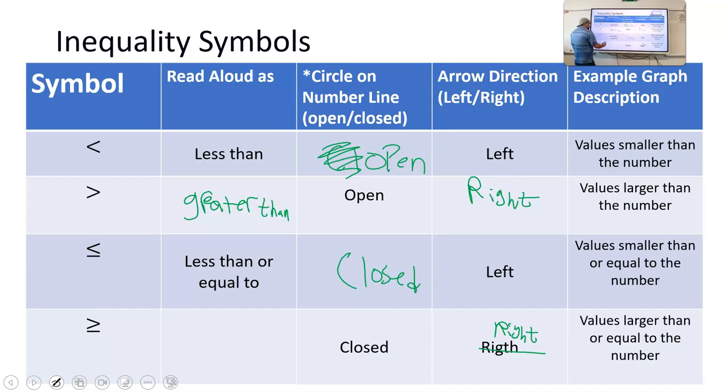And then this is greater than, see if I can spell it right this time. Greater than or equal to, which is a closed circle going to the right. So that's kind of what our inequalities mean and how we're going to use them.